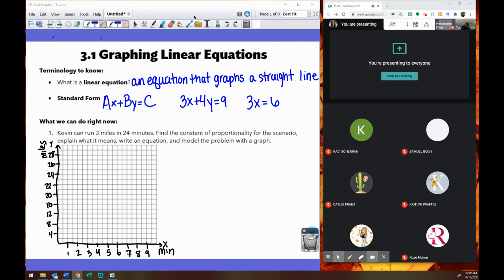It says, Kevin can run 3 miles in 24 minutes. Find your constant of proportionality, explain what it means, write an equation, and try to draw the graph. That's something that we should be okay with doing right now.